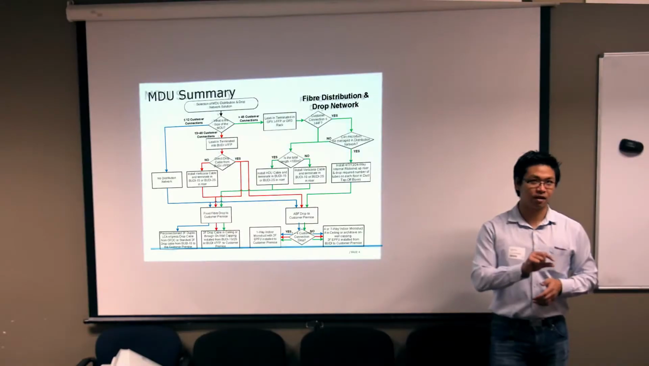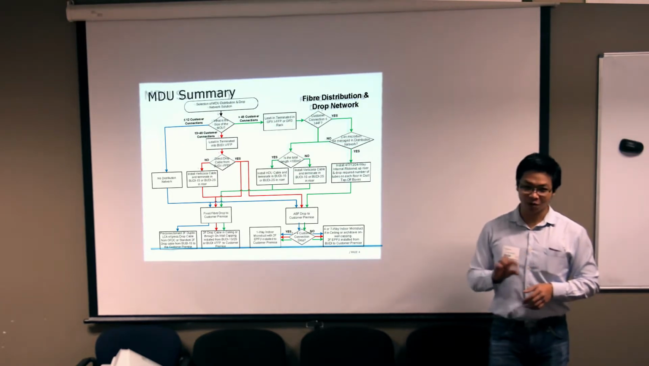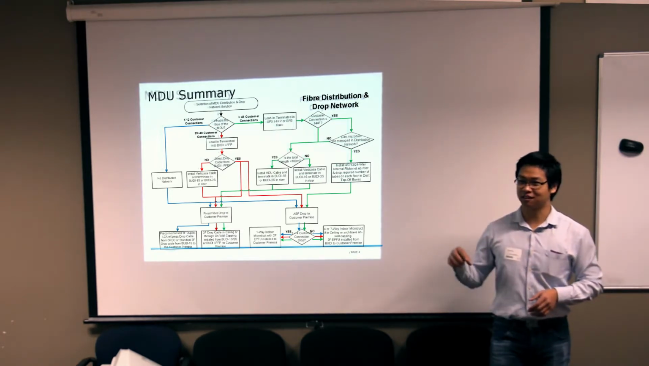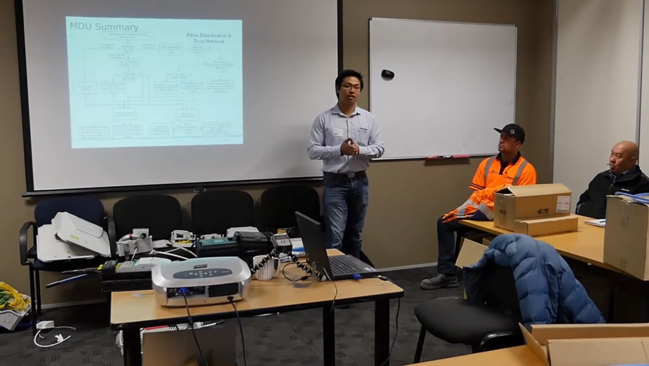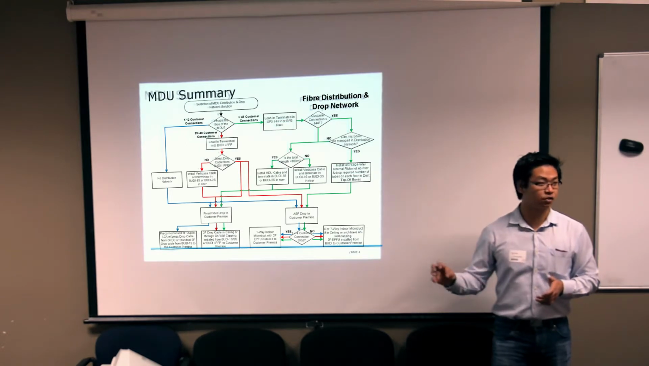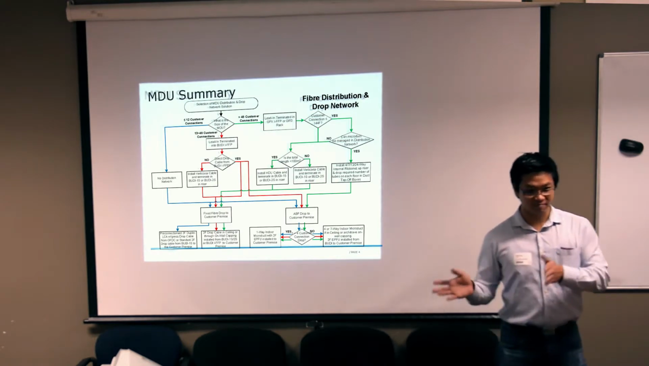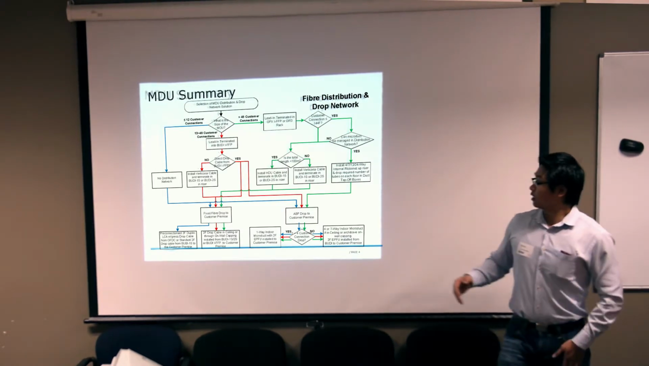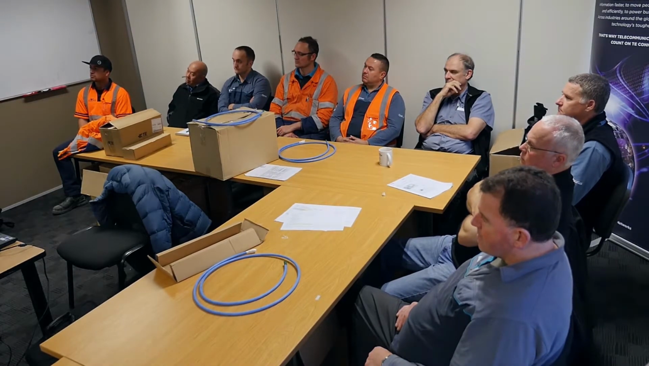So the current MDU document talks about microduct being the preferred solution, but that is purely from an economic point of view. It's only preferred because it's the cheaper option compared to fixed fiber. But the revised document will say fixed fiber is the preferred solution rather than microduct, because of practical reasons. So we would prefer you to install fixed fiber rather than microduct.